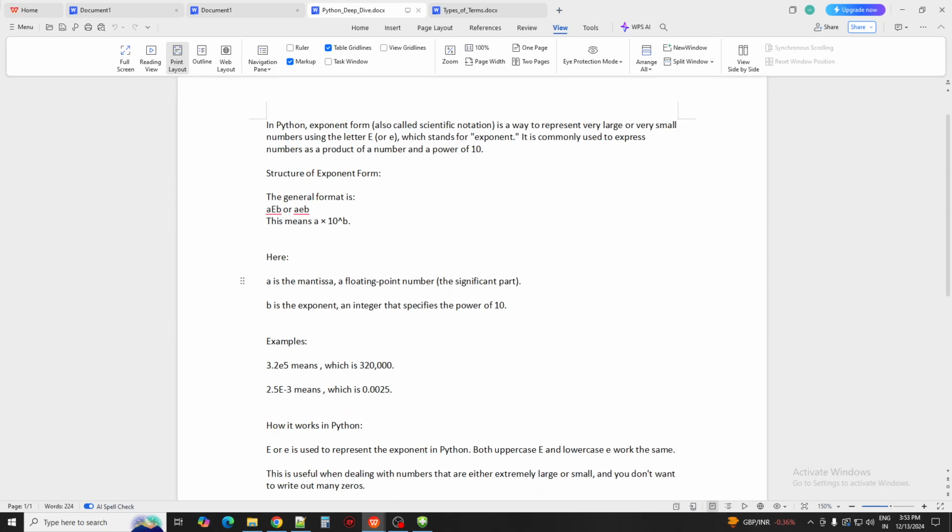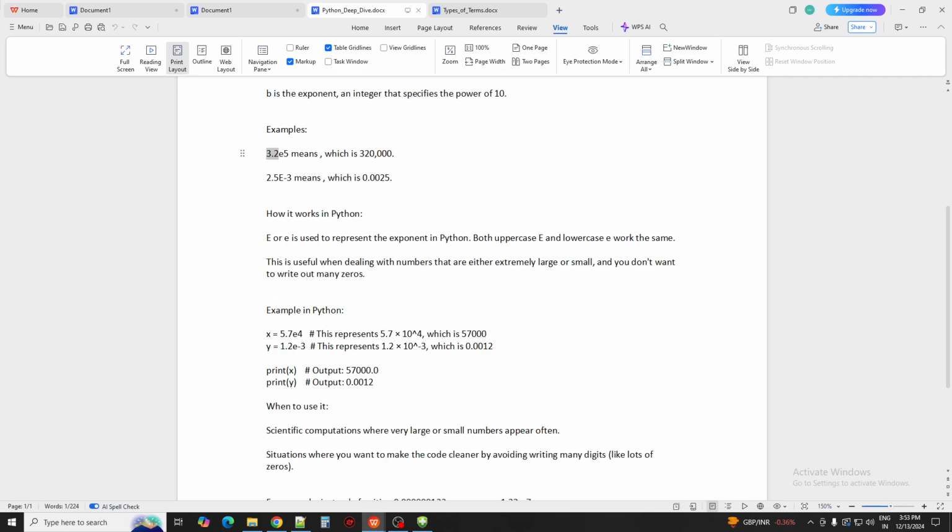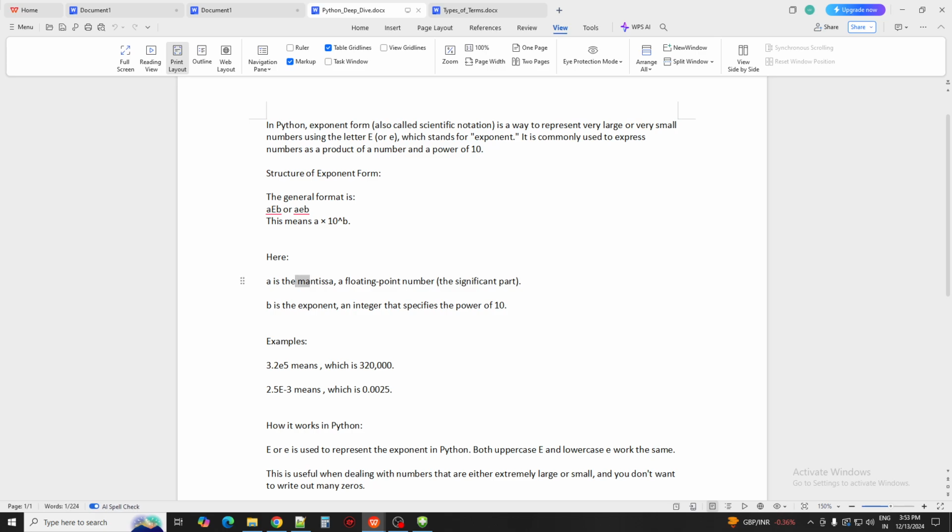For example, if we are writing 5.7e4, what does it really represent? This 5.7 is the mantissa part. Mantissa is the real floating point number. When we say floating point number, I mean any number with a decimal point, like 3.4, 3.1, 3.2, 2.5, and we represent it using a. Is this part clear?